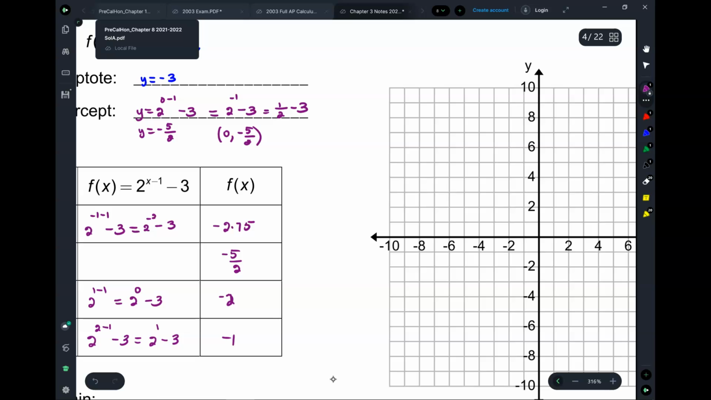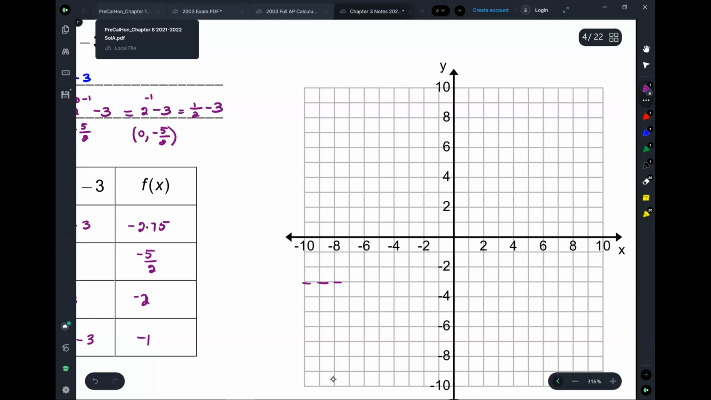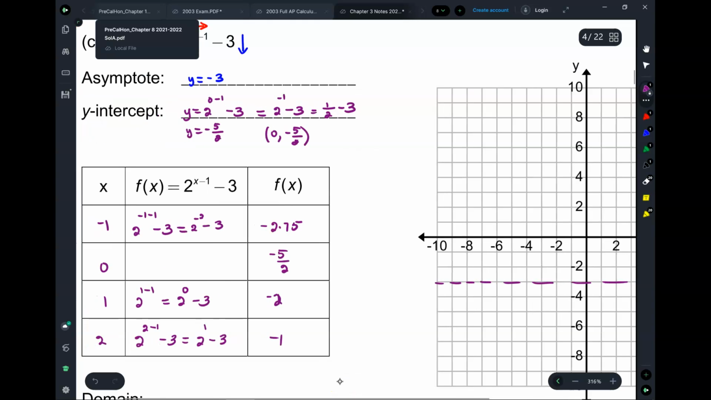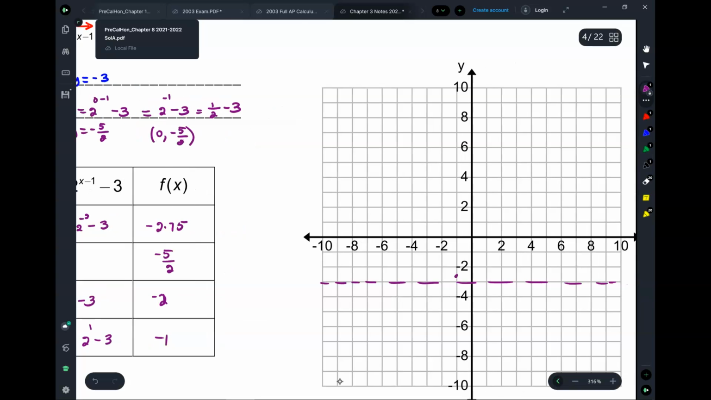All right, so let's put in the asymptote first, negative 3. Jeremy, did you have a question? I was just going to say, we need 4 points. Yeah, 4 is good. Okay, so negative 2.75. And then negative 2.5, negative 2, and negative 1. Okay?